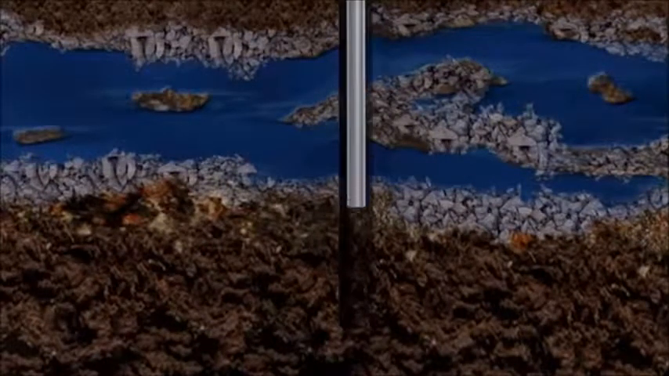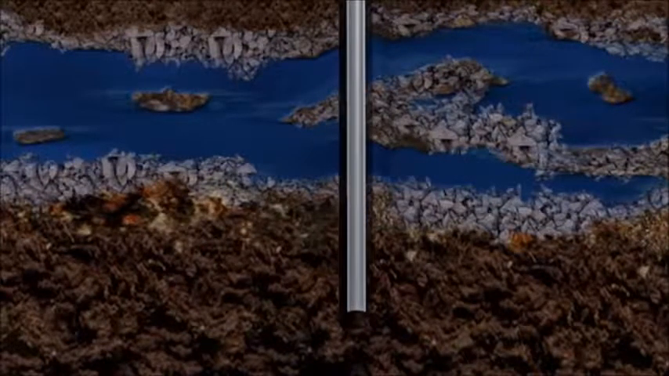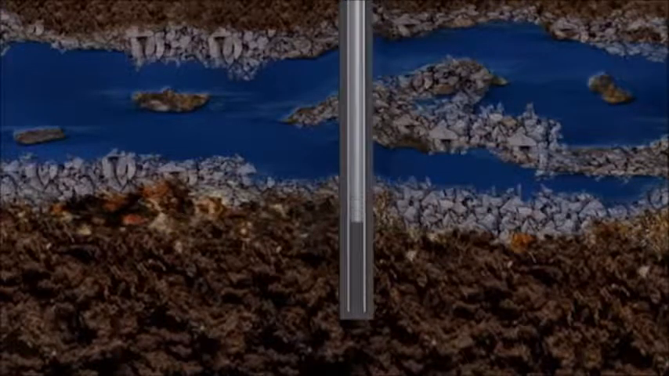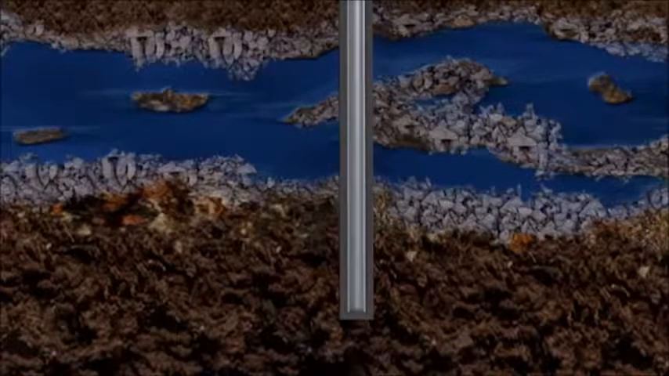Once the hole extends below the deepest freshwater aquifer, the drill pipe is removed and replaced with steel pipe, called surface casing. Next, cement is pumped down the casing. When it reaches the bottom, it is pumped back up between the casing and the borehole wall, creating an impermeable additional protective barrier between the well bore and any freshwater sources.